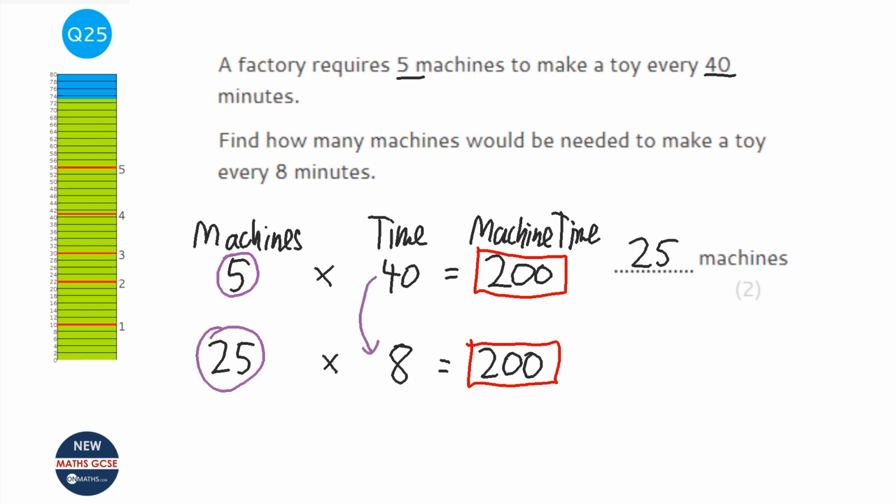You'll notice that we've divided that by 5, but we've times this one by 5, and that's the way inverse proportion works. As you divide one of them, you times the other.